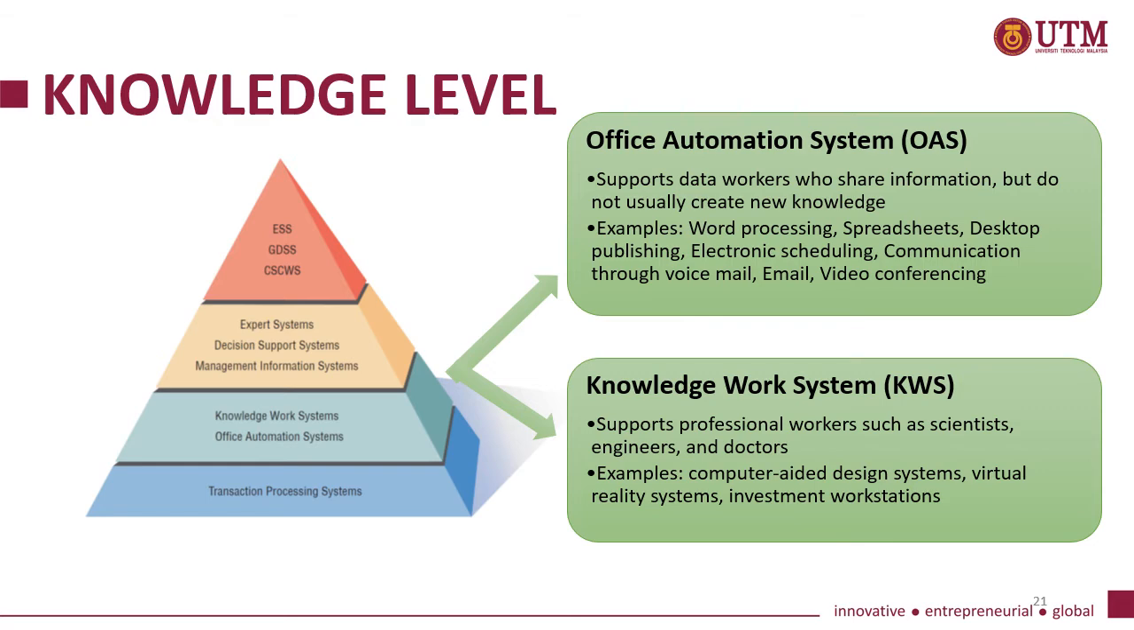In the knowledge level, we have two main systems. The first one is the office automation systems. It supports data workers who share information but do not usually create new knowledge. For example, word processing, spreadsheet, desktop publishing, electronic scheduling, and communication through voicemail, email, and video conferencing.